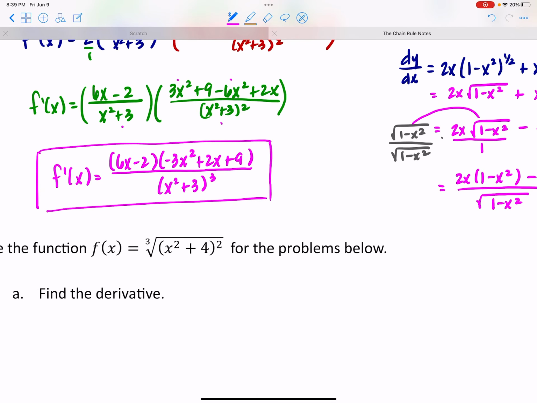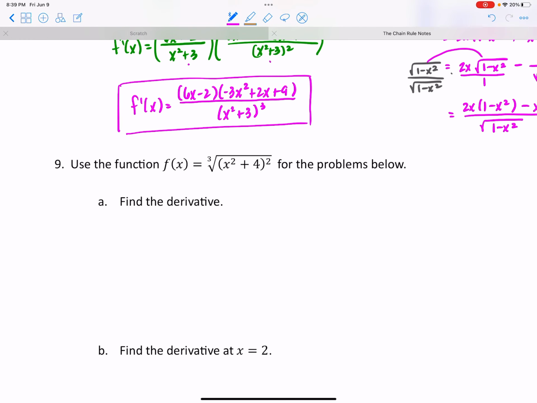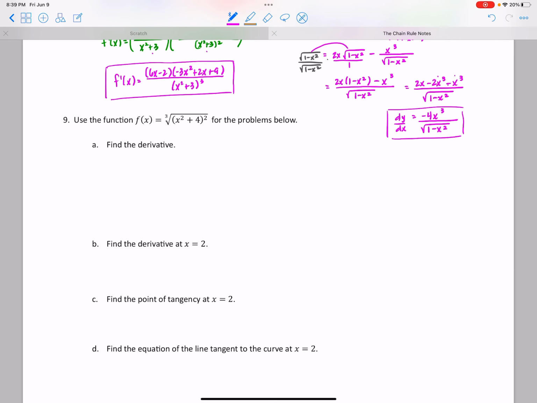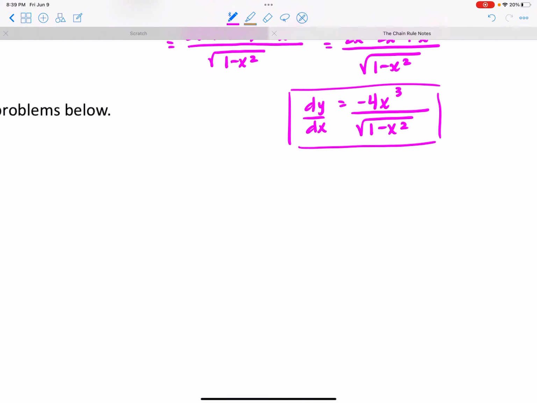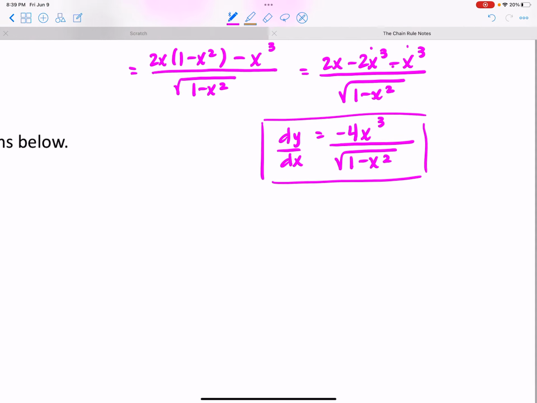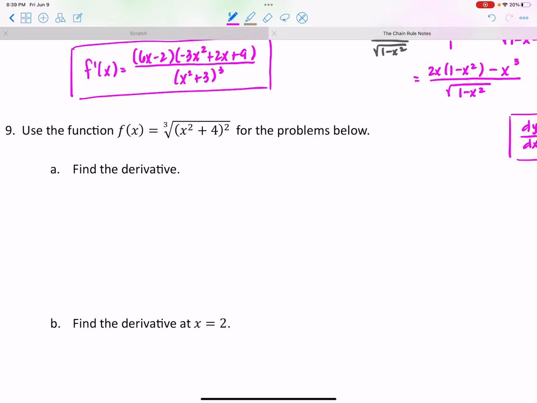All right, let's try this last one. So we're trying to use this function to basically go through the whole process of finding the derivative, finding it at a specific value, finding a point of tangency, and the equation for that line that's tangent to the curve, so like completing the whole process, not just finding a generic derivative that's, remember, just an equation to find slope. Now let's find it at a specific point.